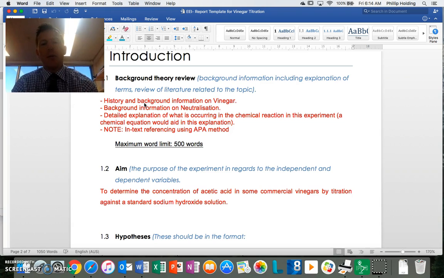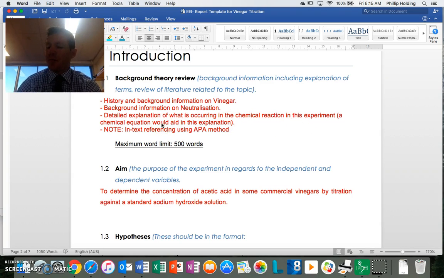Is it all those types of information? You need to give some background information about what neutralization is and what it means to neutralize an acid or a base. What are the products? What are the reactants? Those types of things. You need to provide a detailed explanation of what is occurring in the chemical reaction in this experiment.